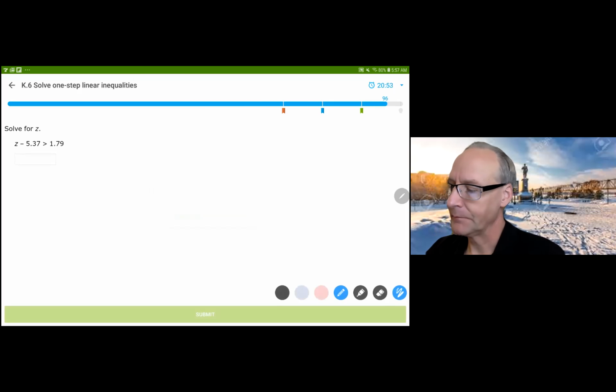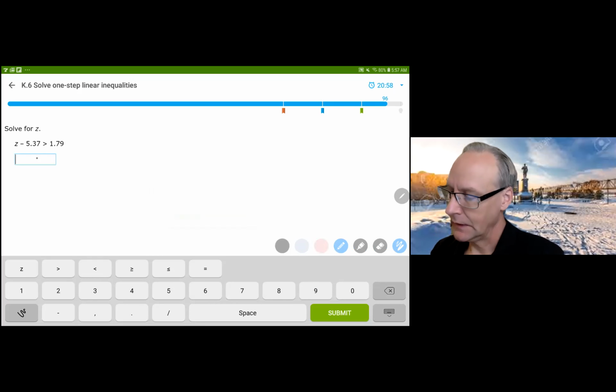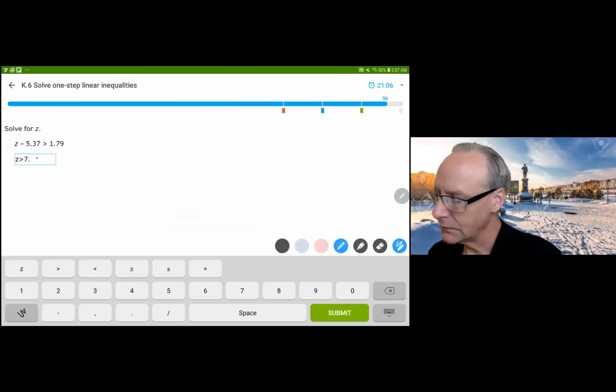And we're almost there. I'm going to add 5.37 to both sides, and I'm going to get Z is greater than 7.16. Check my work. Looks good.